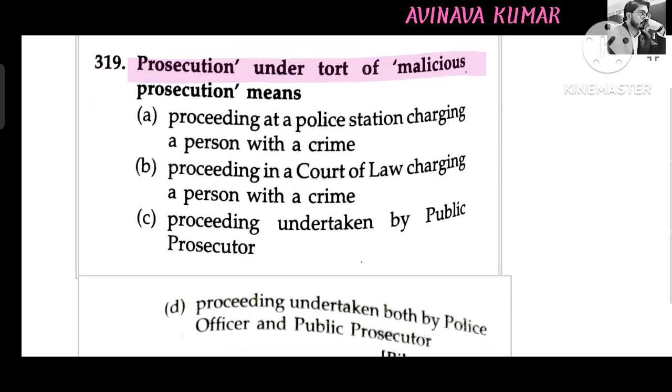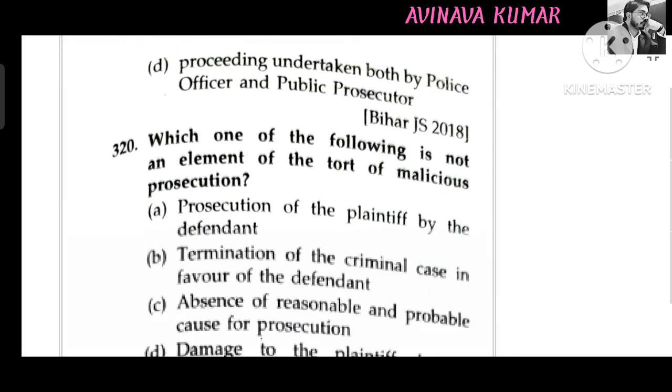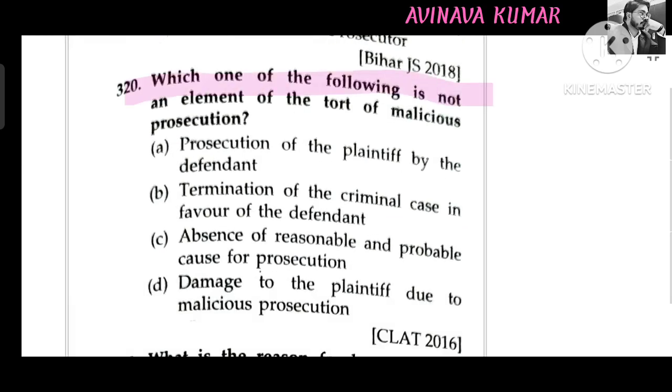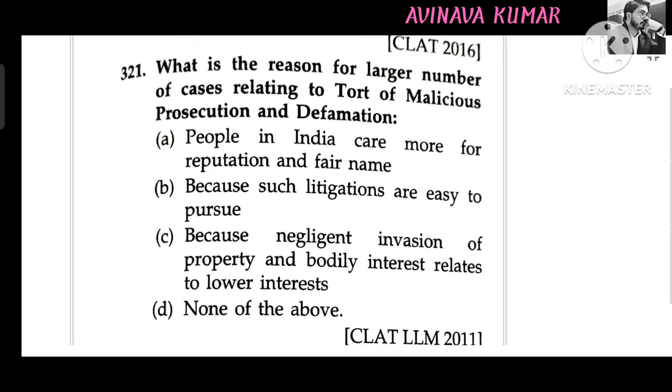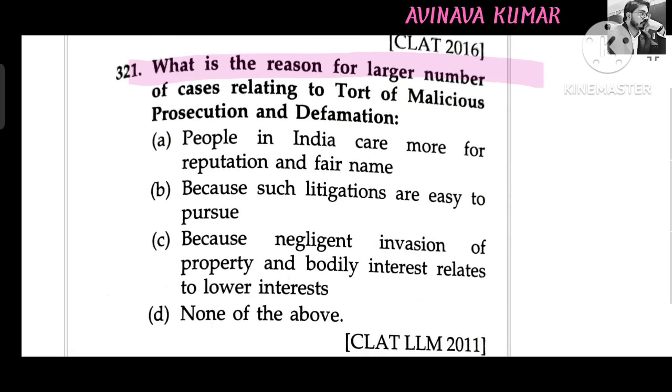Prosecution under the tort of malicious prosecution means a proceeding in a court of law charging a person with a crime. Which one of the following is not an essential element of the tort of malicious prosecution? Termination of criminal cases in the favor of the defendant. What is the reason for the large number of cases relating to the tort of malicious prosecution and defamation? None of the above.